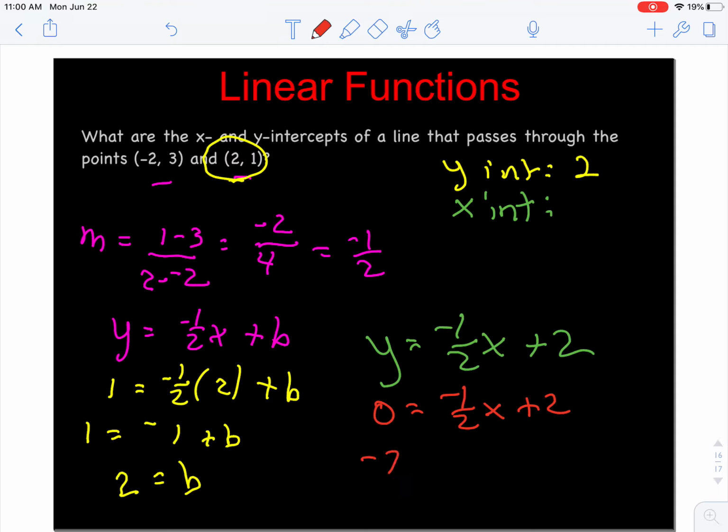So you can put 0 in for y and solve this. I'm going to subtract 2 from each side. And now I'm going to divide by negative 1/2. When I take negative 2 and divide it by negative 1/2, of course that's going to give me a positive, and that would give me 4. So my x-intercept is 4. So this is the end of lesson 3.5.